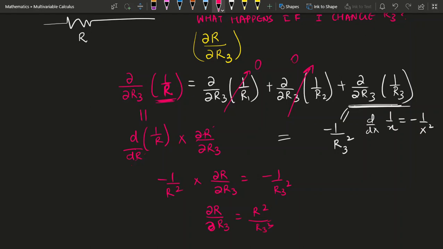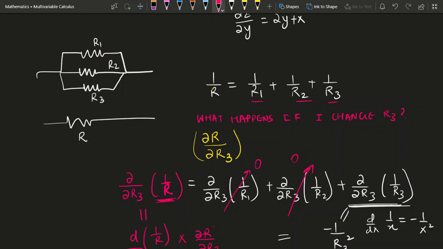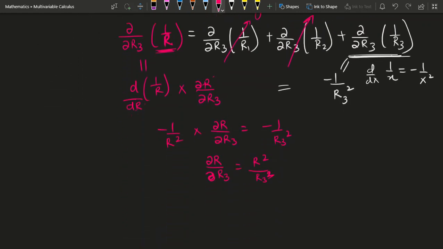So that means if I know R1, R2, and R3, then I can calculate the value of R, and I can also calculate what will happen if I change R3, and what sort of slope it would give me if I draw a graph of R with respect to R3, keeping all other variables constant.